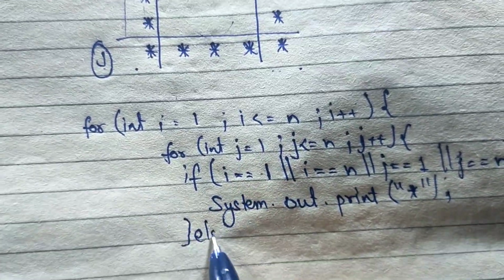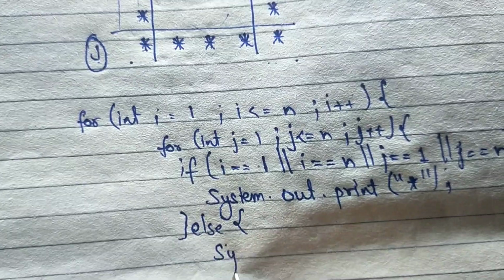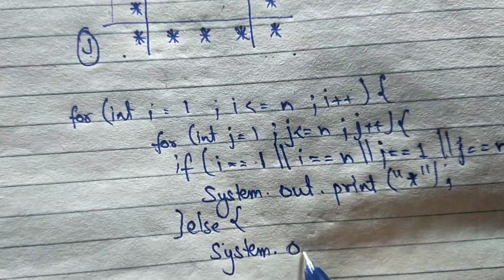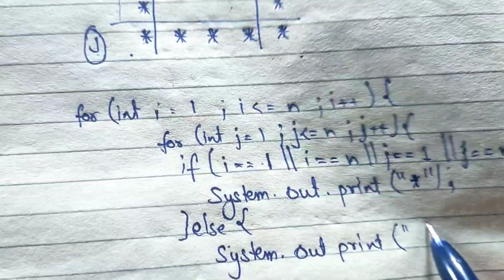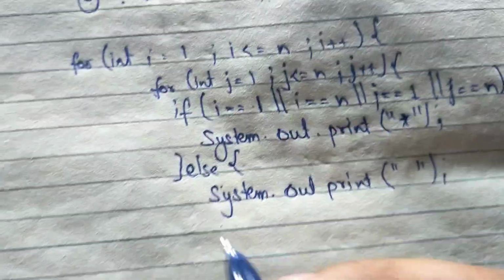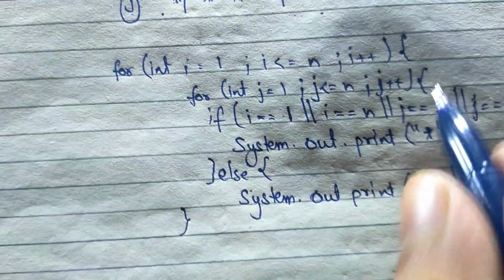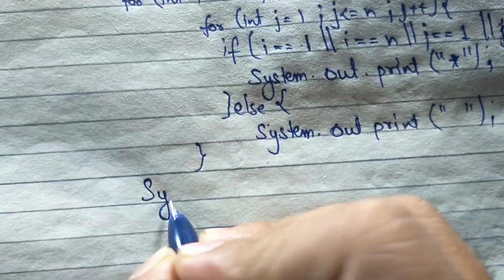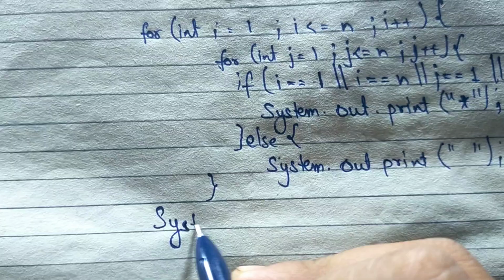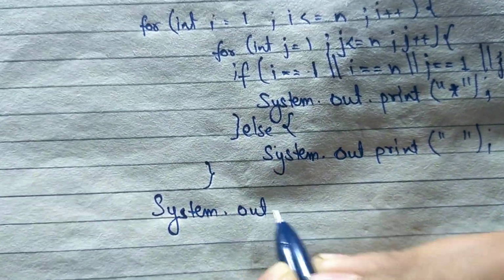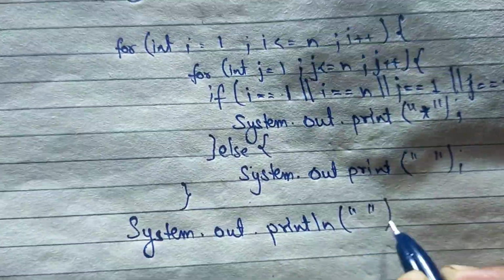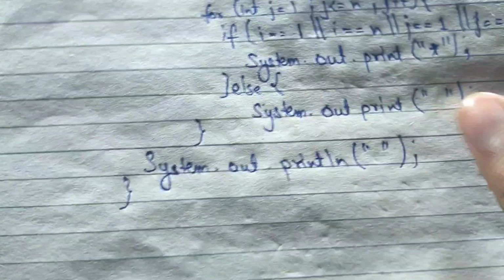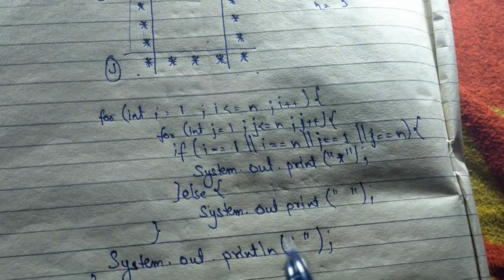Else, what would we print? We are printing only spaces. After that, we close that inner for loop. After that, we give a line break with println. Then we close the loop. So here is the code for that. I will dry run this code.